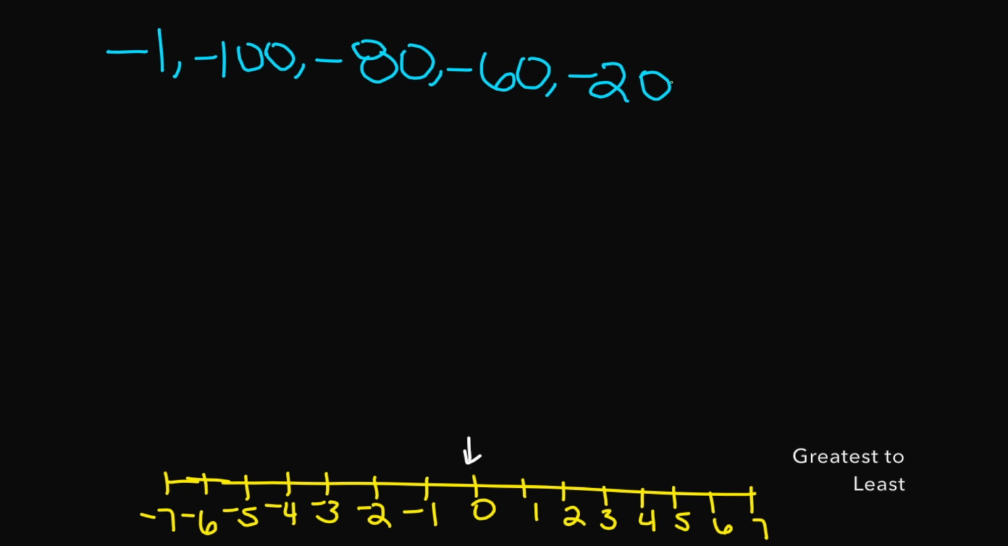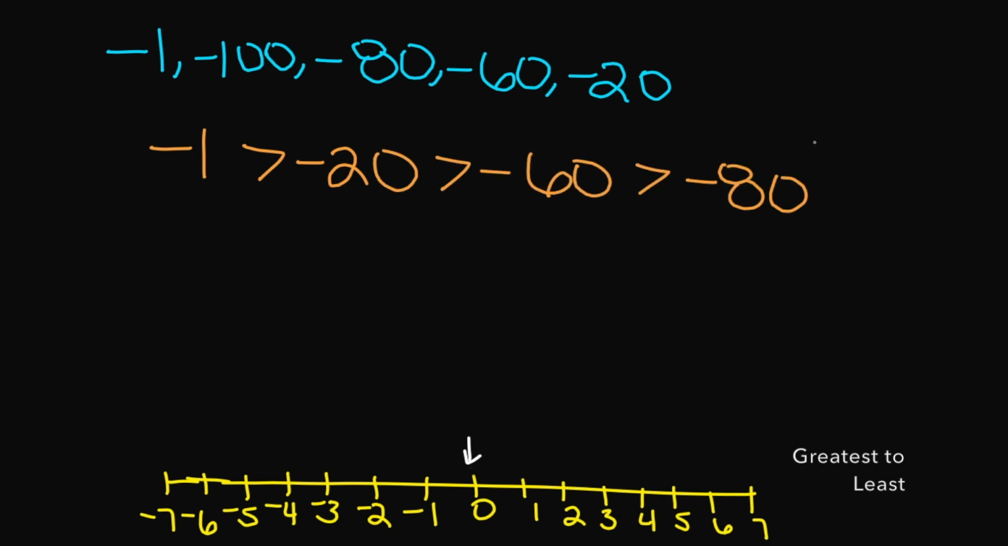-1, -100, -80, -60, and -20. The largest number here is going to be -1. -1 is greater than -20. -20 is greater than -60. -60 is greater than -80, and -80 is greater than -100. So the smallest number here is going to be -100, and the largest number in this set is going to be -1. And remember, these middle numbers are closer to 0 than -100. So all of these numbers are greater than -100.